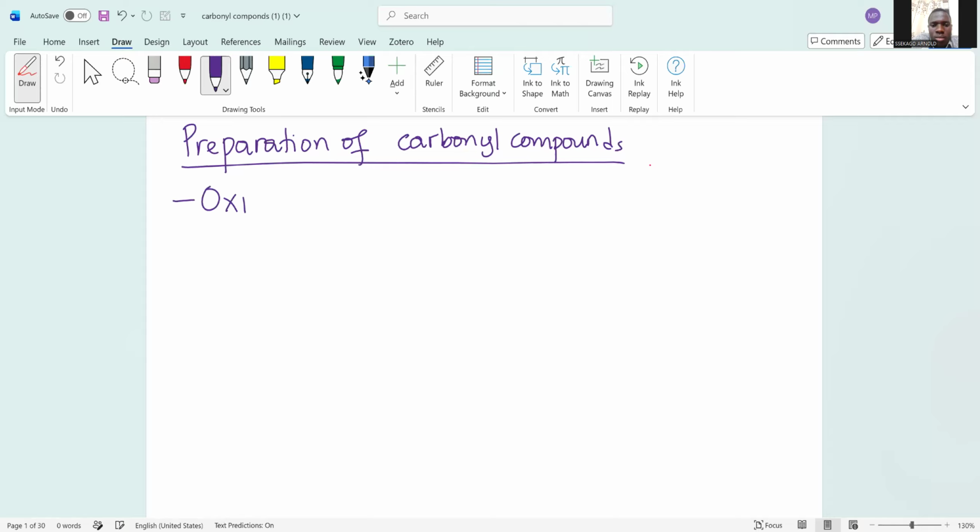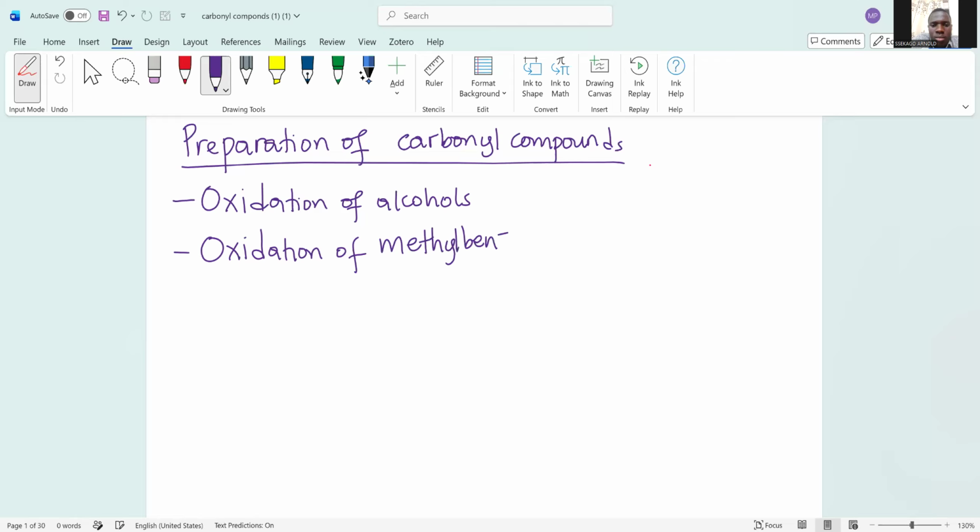We have oxidation of alcohols. If you have been taught alcohols, now you know how alcohols can be oxidized to form carbonyl compounds. That is, if the chapter of alcohols has been taught. However, if it hasn't been taught, then we need to go through that. Then we also have oxidation of methylbenzene to benzaldehyde. So benzaldehyde can be prepared by oxidizing methylbenzene. This one was taught.